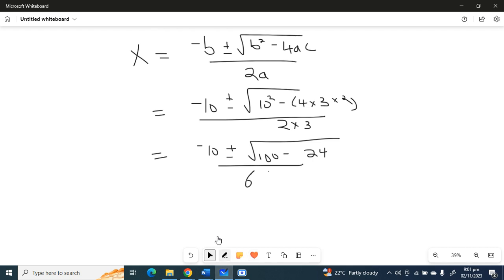Okay, I will need help with your calculators because I think this one, which is coming in the square root, will be a funny number. 100 minus 24, what do we get? 76, if I'm not mistaken? Yeah, it's 76 over 6.